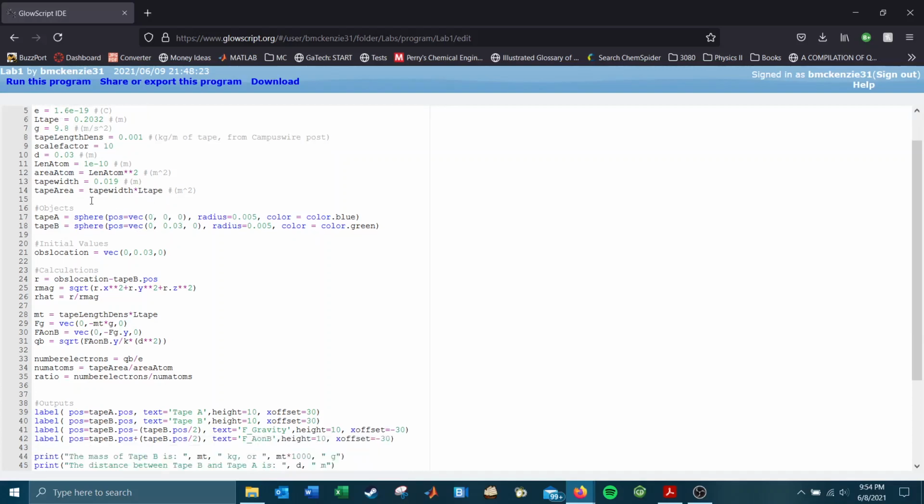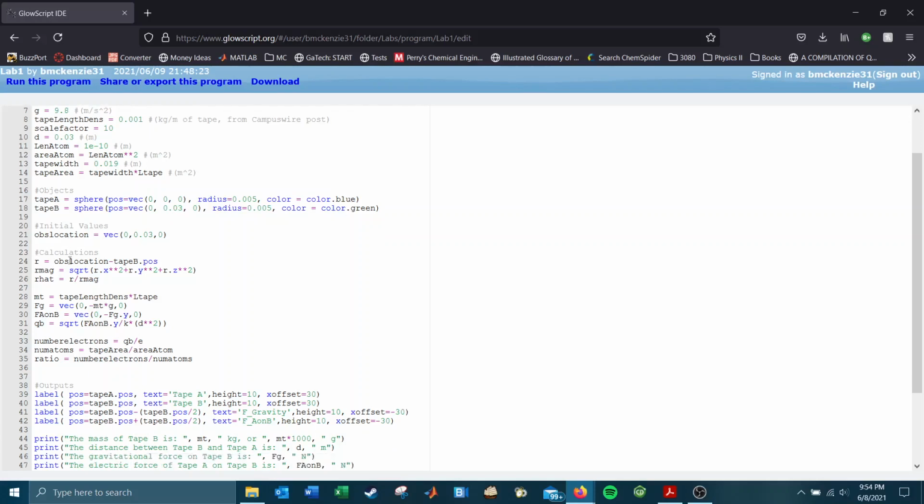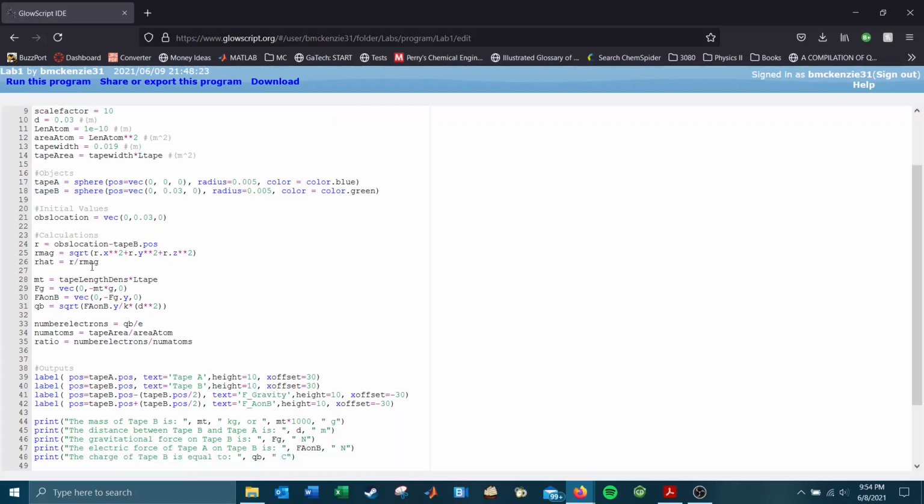I initiated two objects, tape A and tape B. In my case, I put tape A at the origin and had a small radius, with tape B 3 centimeters above that. I initiated the observation location, and then I calculated R from the observation location to tape B, and then I found the magnitude of that vector and the unit vector.